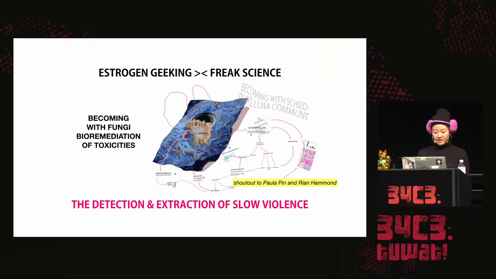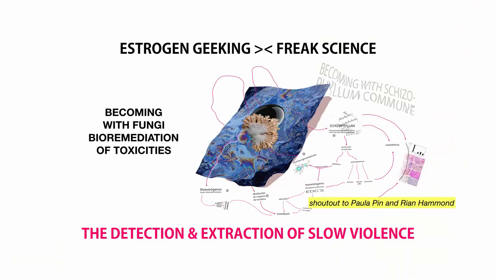And lastly, I've been exploring a new trajectory with artist Ryan Hammond on a species of white rot fungus, which are able to break down toxicities as a form of bioremediation. The fungus also has incredible medicinal, anti-cancer, anti-thrombosis properties, which, if you're a person on HRT or birth control pills, the fungus would really help with that. So it's pretty interesting.